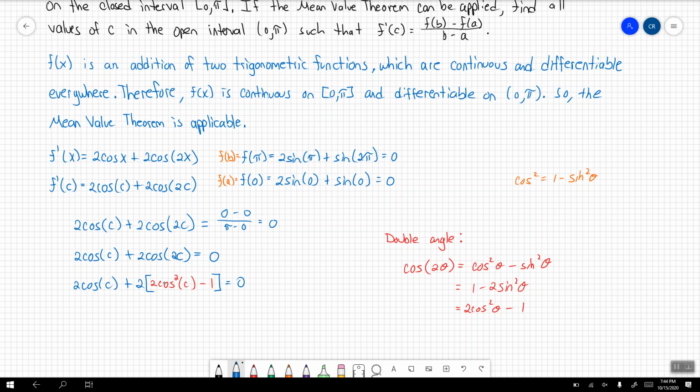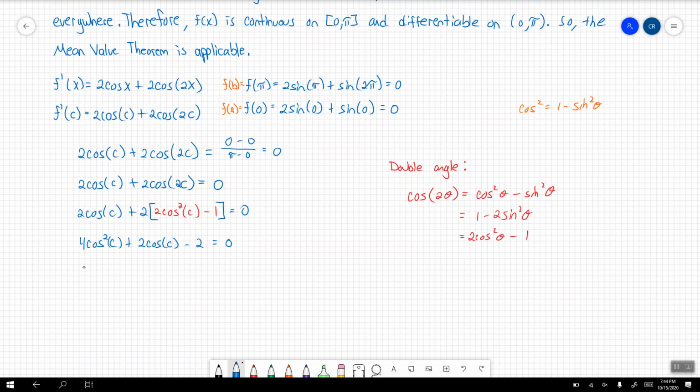Distribute everything, and we're going to have 4 cosine squared c plus 2 cosine of c minus 2 is equal to 0. And we can divide everything by 2 to get us 2 cosine squared c plus cosine of c minus 1. And we're going to check to see if this factors, because this now is in quadratic form. If it's in quadratic form, it should hopefully factor. Not should, but hopefully it'll factor.